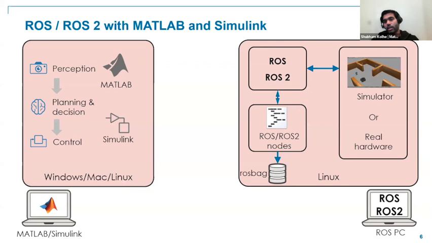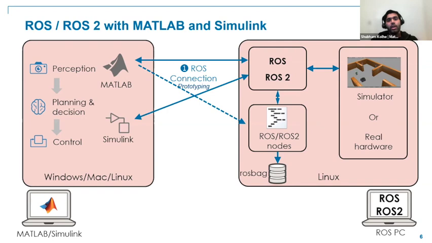Now, on the right-hand side here, you have what a traditional ROS-enabled system might look like. This is a simulator or hardware that is connected to your ROS, and you communicate with your nodes to enable autonomy, visualization, and so on. On the left-hand side, you have MATLAB and Simulink. They offer tools for autonomous system development, and an autonomous system must have perception, planning, and decision components to it. And we have a tight ROS bridge from MATLAB to Simulink.